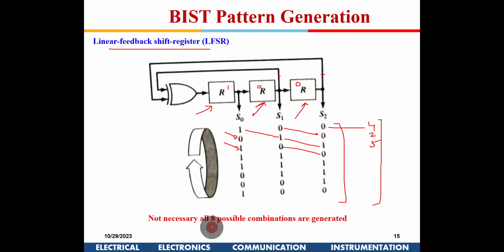So not all possible combinations are generated. It depends on the design whether all 8 are possible, only 7, or only 6. Here, in this case, 1 2 3 4 5 6 7, 7 unique patterns are generated. It could be only 3 unique patterns, 4 unique patterns, or 5 unique patterns. It depends on the way these have been interconnected.